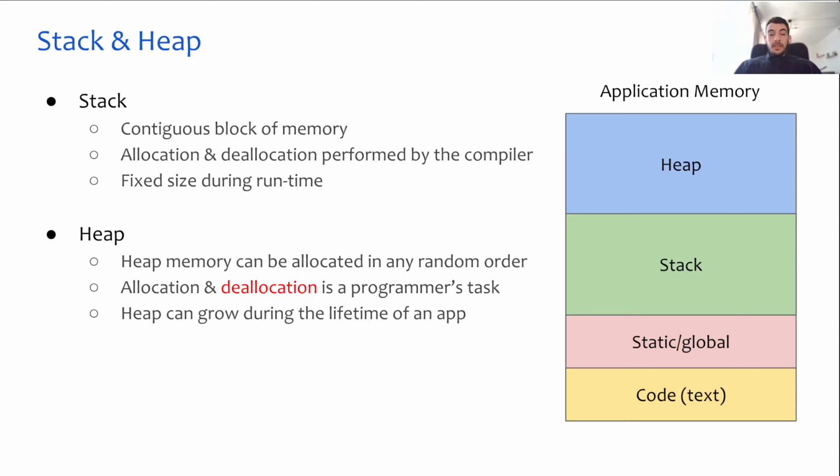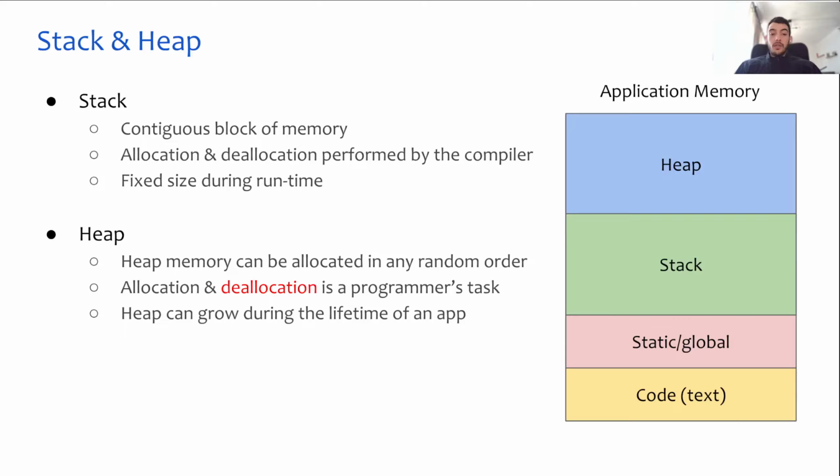It is split into 4 different segments, these colored boxes here on the slide. The first one contains the actual code of the program, of the application. The next one is where the static and global variables are placed. Then we have the stack.